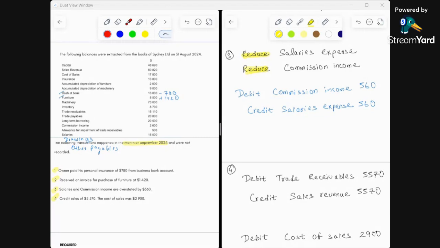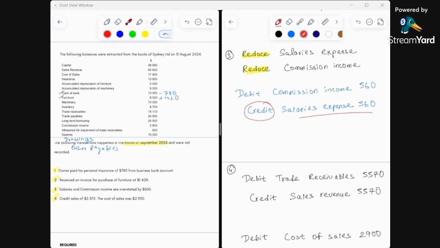When you want to increase an expense, we debit them. And expense accounts by default are always debited, which also means that when they increase, we debit them. Now that we have to reduce this expense account, specifically the account for salaries expense, we have to credit them to reflect that reduction, all right? And the amount here is $560.